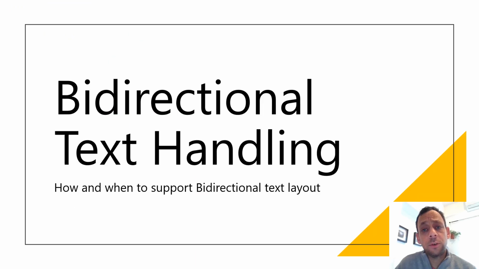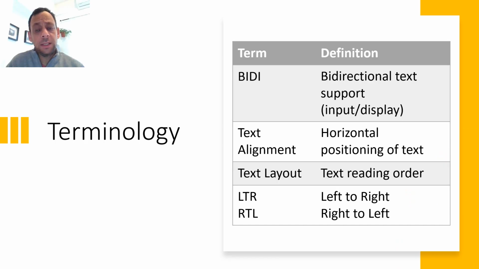In this next section, we're just going to be going over what makes a great user experience when it comes to text handling and BIDI support. Let's start off with a little bit of terminology, just a couple of terms. So BIDI stands for bidirectional text support. Text alignment refers to the horizontal positioning of text. Text layout actually refers to the text reading order and how the words are arranged in a sentence. LTR and RTL refer to left to right, right to left. Those are just short acronyms.